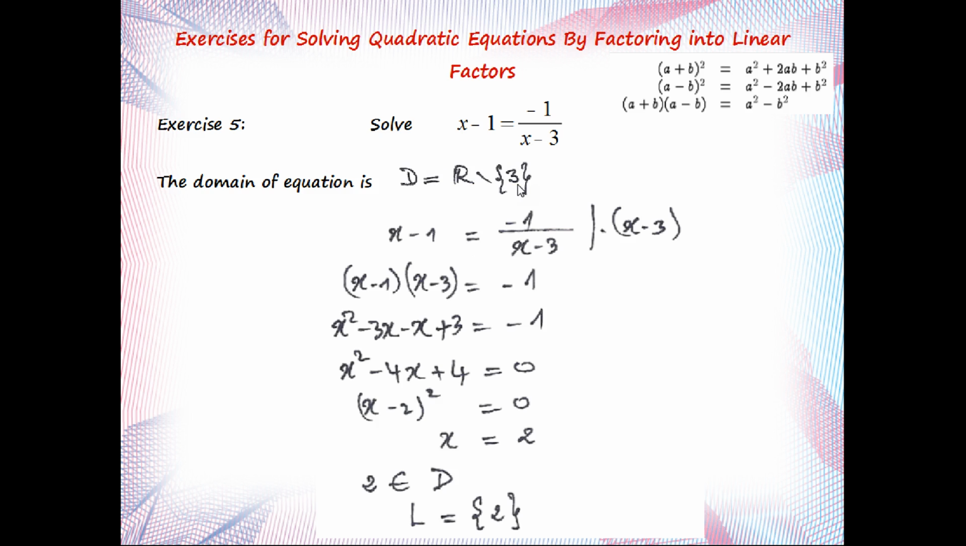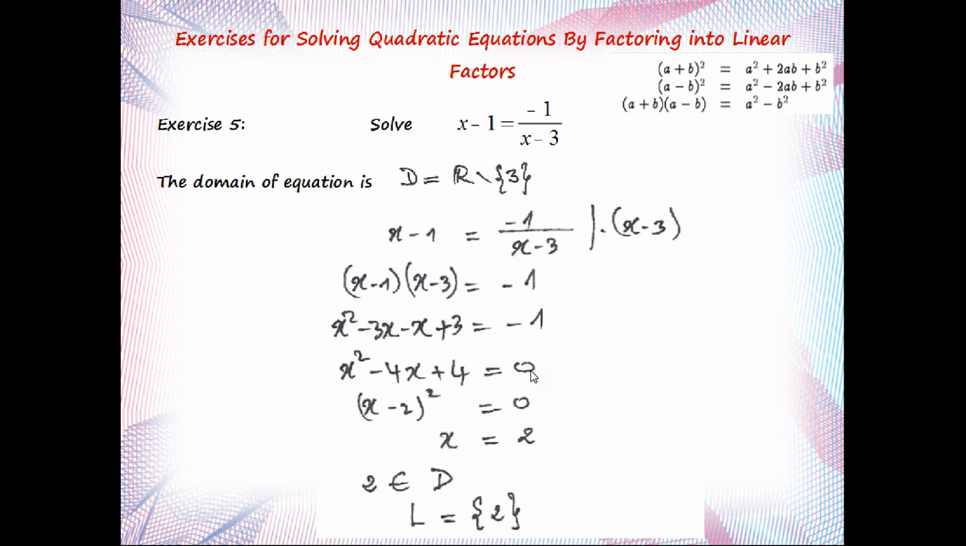Now, we solve the equation. We multiply both sides of the equation by x minus 3. Then we have x minus 1 times x minus 3 equals minus 1. x squared minus 3x minus x plus 3 equals minus 1. Therefore, x squared minus 4x plus 4 equals 0.